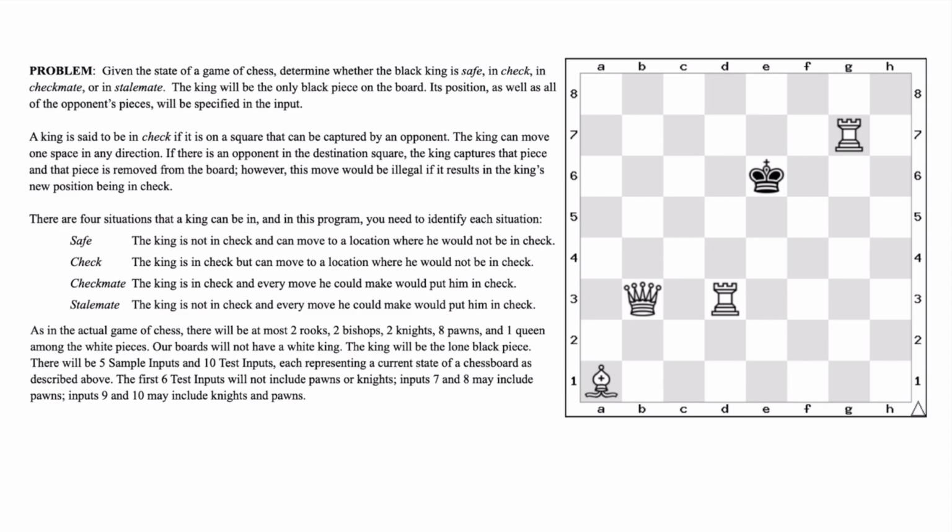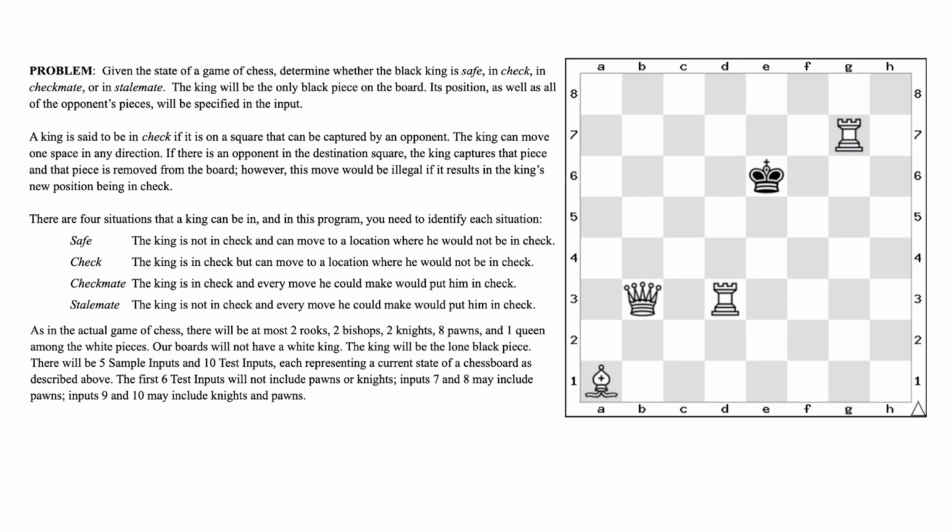So the first one is safe, and that is if the king is not in check and can move to any location where he would not be in check. Then we have check. The king is in check but can move to a location where he would not be in check. Then we have checkmate. The king is in check and every move he could make would put him in check. And then we have stalemate. The king is not in check and every move he could make would put him in check.